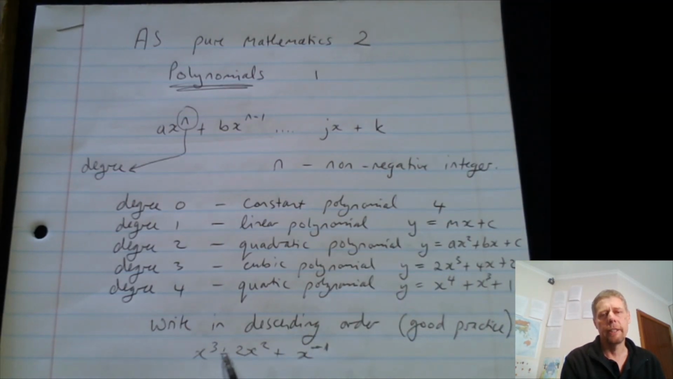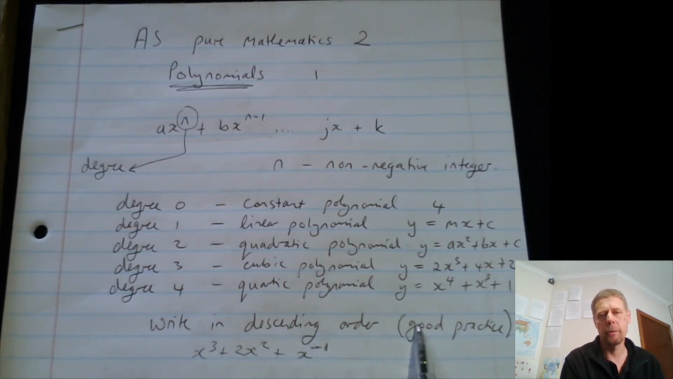So there you have a little example here. It looks like a polynomial, but actually it's not. Why? Because it's x to the minus 1, and that's not allowed. Another tip with polynomials is you must write them in descending order. It's just good practice, and it also reduces errors.